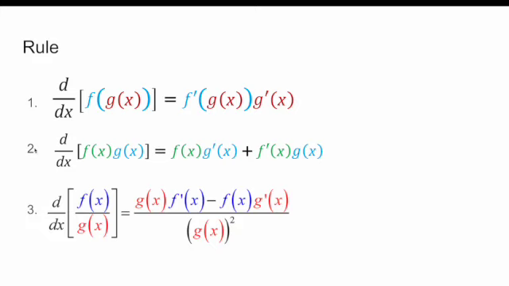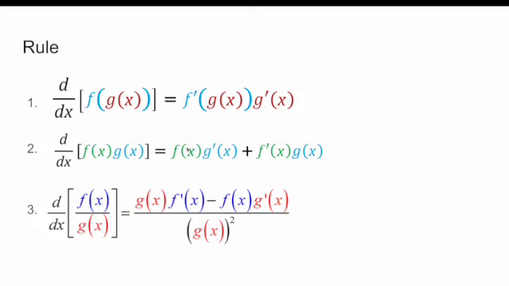Now, rule number 2 is the product rule. It just means that when you're differentiating a product, so f of x times g of x, so say I'm differentiating 2x times cos x, then I first find the derivative of cos x and multiply that by 2x, and then add that to the derivative of 2x multiplied by cos x.